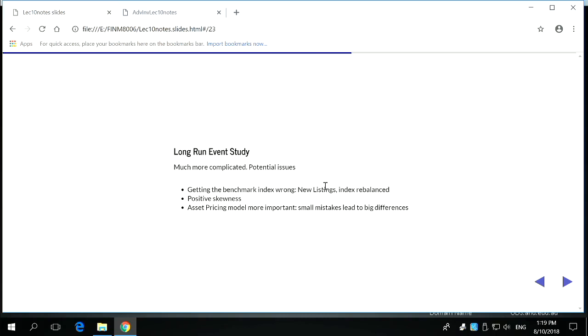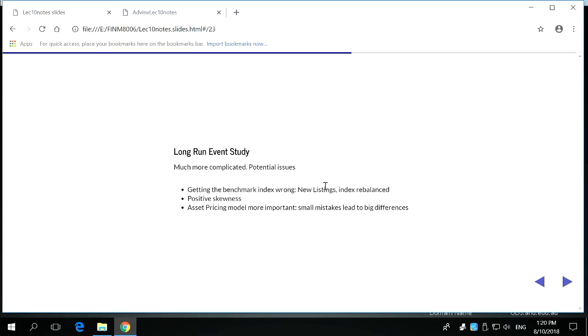All right? But if you have a long-run study, for example, if you want to look at this post-event window, what happens, right? The post-event window is usually several years or several months at least, then it's more complicated. The main thing is that although as a pricing model, the particular model doesn't matter in the short run, now in the long run, the asset pricing model will be very important because you have many periods, right? So any small mistake or small error you make will lead to big differences over time.